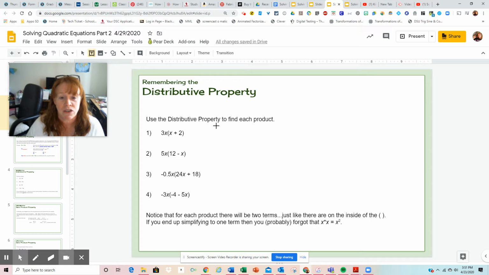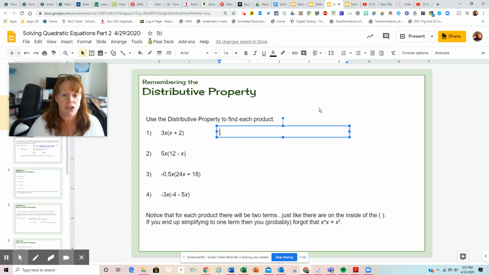Using this distributive property, if I'm going to multiply this out, I'm going to do 3x times x. 3x times x is 3x squared. And then 3x times 2 is 6x. There you go. That's all that is.